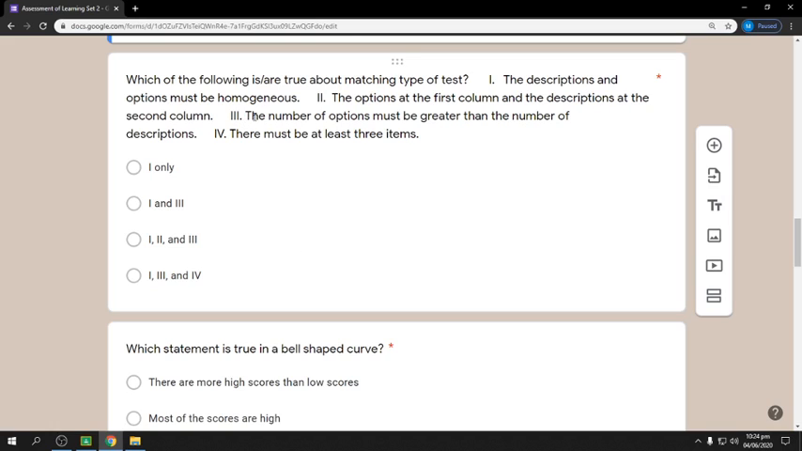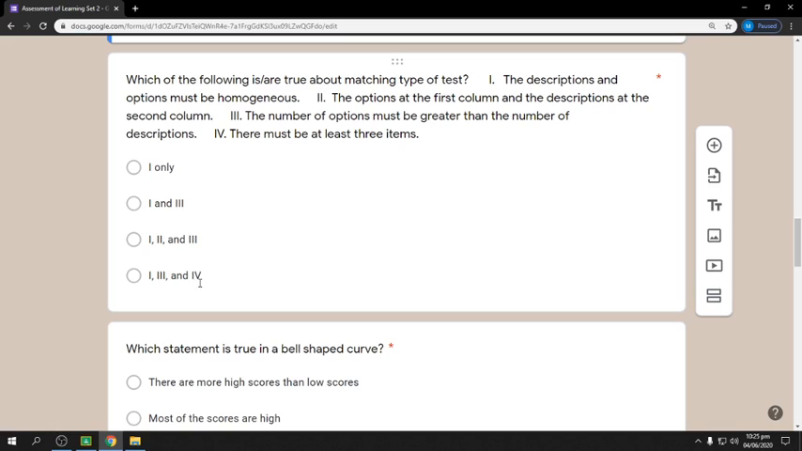It says here the number of options must be greater than the number of descriptions. Well, it actually makes sense because we usually have more options to make it more confusing. And remember, it somehow relates with option 1: the descriptions and options must be homogeneous. That way, it's going to be challenging for the learners to identify the correct answer. So I would say 3 is actually correct. And as you can see here, 3 is also present in B, C, and D. So that's going to be a little bit difficult.